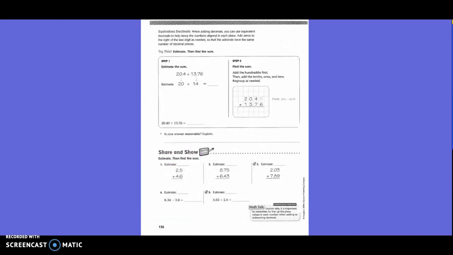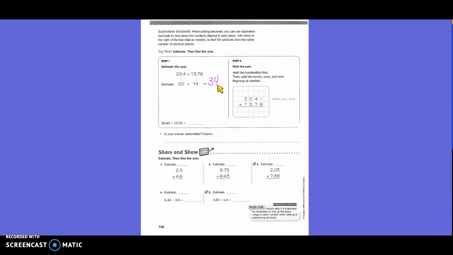Equivalent decimals. When adding decimals, you can use equivalent decimals to help keep the numbers aligned in each place. Add zeros to the right of the last digit as needed so that the addends have the same number of decimal places. Try this. Estimate, then find the sum. So they estimated 20 and 4 tenths to 20, and they estimated 13 and 76 hundredths to 14. So our estimate would be what? 34.